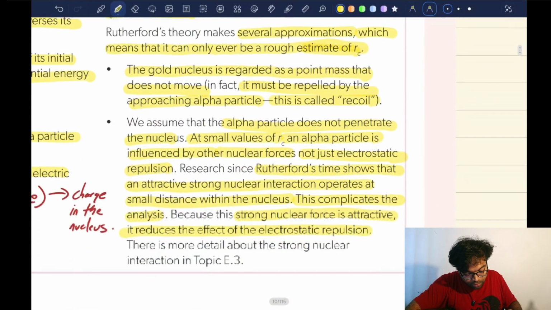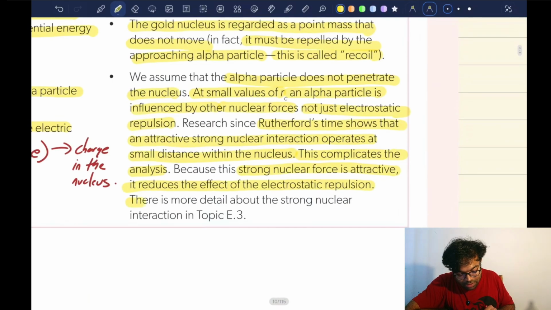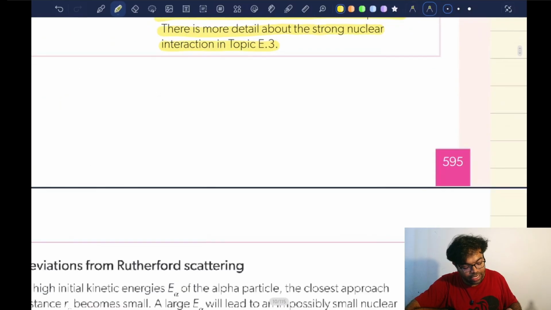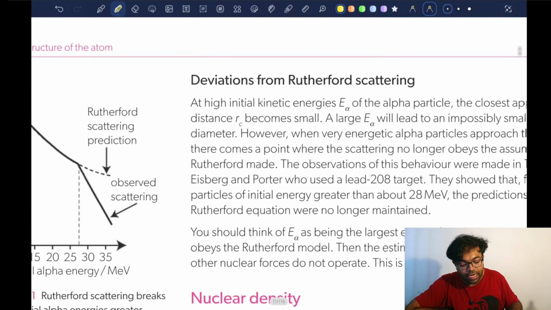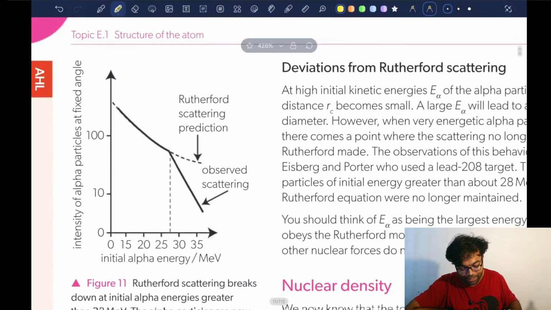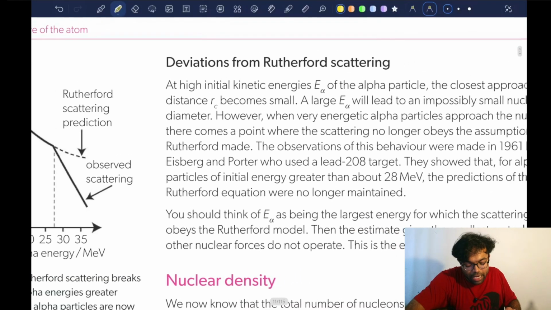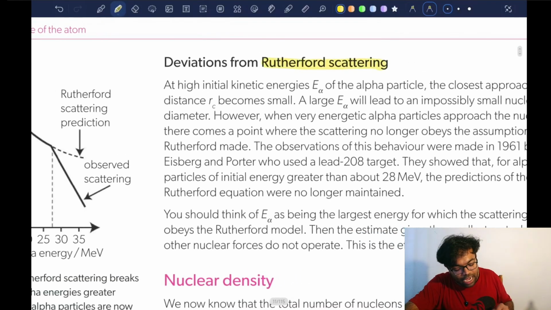There are more details about the strong nuclear interaction in topic E3, where we will discuss the structure of a nucleus. It's a very interesting chapter. Now, deviation from Rutherford's scattering. Let's read this, it's just one page long. Deviation from Rutherford's scattering.